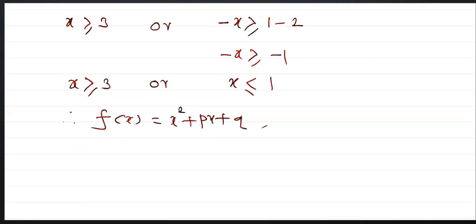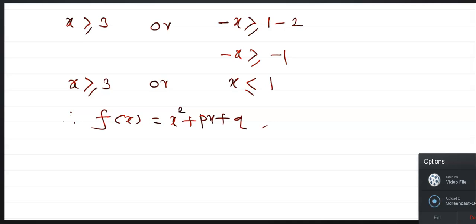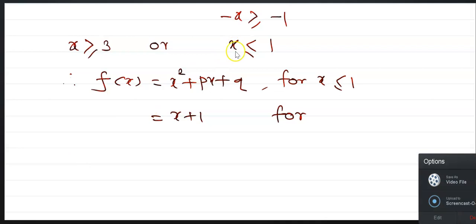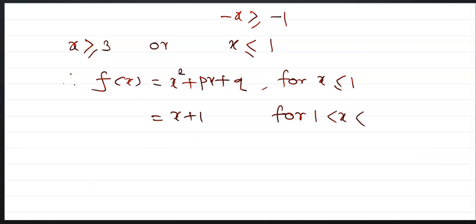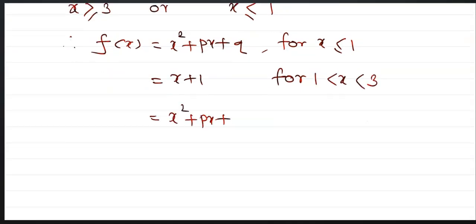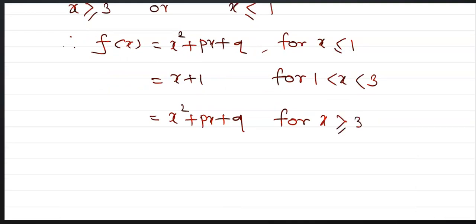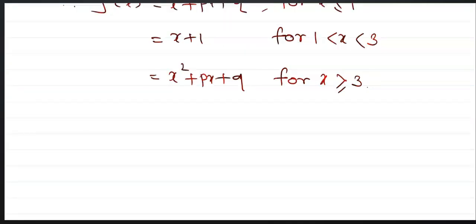Now, f of x is equal to x square plus px plus q for x less than or equal to 1. This is the first. Because we have the two relations, for the function f of x equal to x square plus px plus q, for x less than or equal to 1, it is valid. Next, f of x is equal to x plus 1 for x lying between 1 and 3, and the third one, f of x is equal to x square plus px plus q for x greater than or equal to 3. This is important.